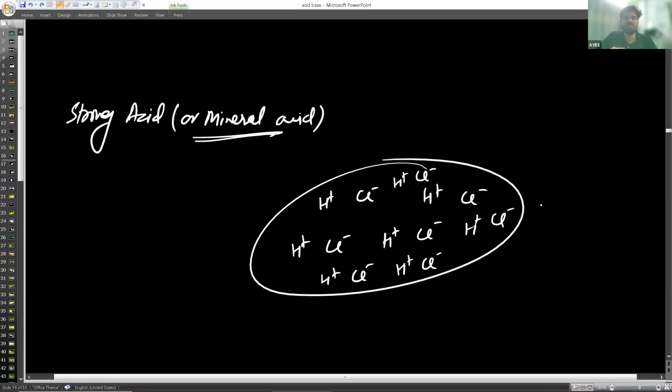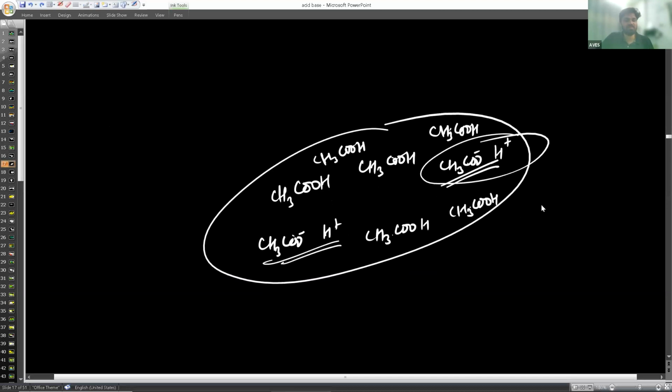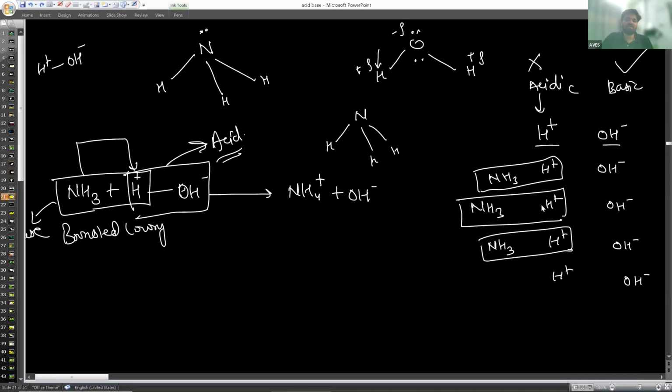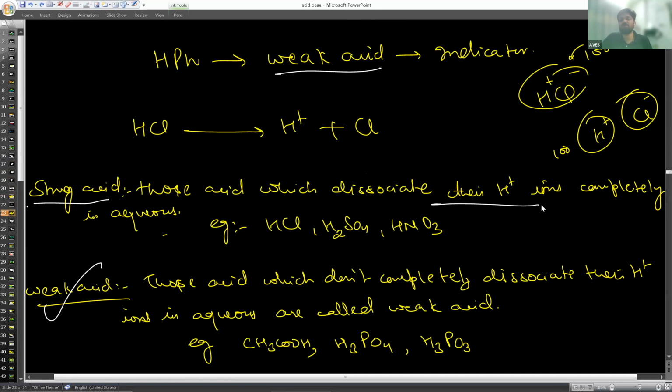So what is the definition of strong acids and weak acids? Strong acids are those acids which dissociate their H plus ions completely in aqueous solution, and weak acids are those acids that partially dissociate their H plus ions in aqueous solution. There are also names of some acids, so please write down the names of those acids also. Note the definition: strong acids are those acids that dissociate their H plus ions completely.